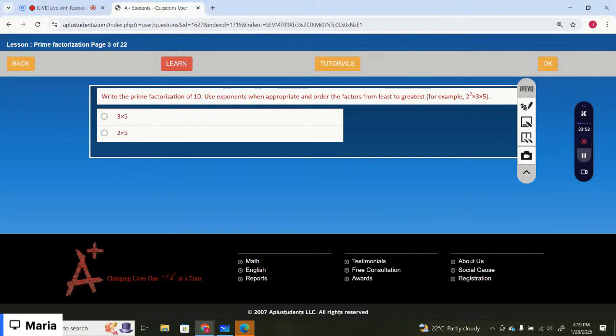What is the prime factorization of 10? So which is the correct option? That is 2 times 5, option number 2 is the correct option. The prime factors of 10 are 2 times 5.